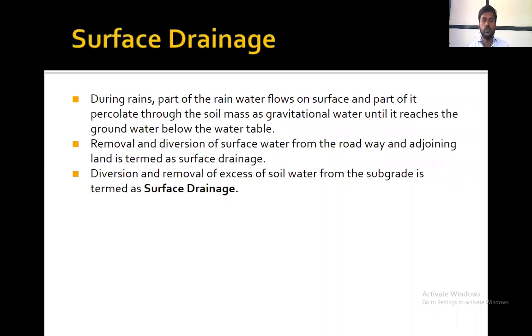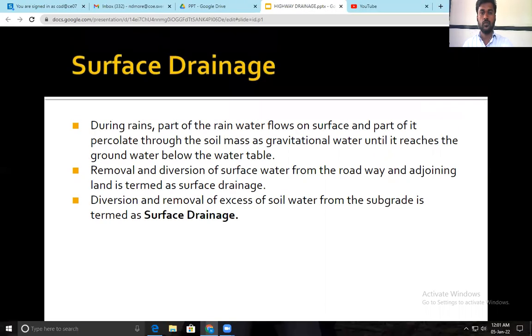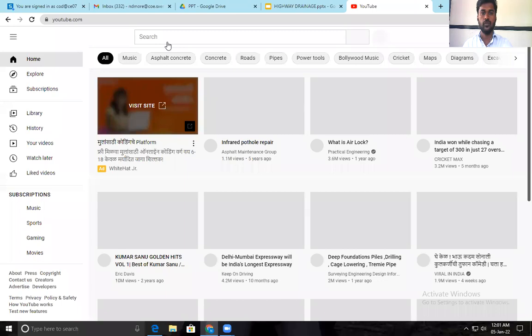Okay, now we'll see the first part, the surface drainage, and the second part, the subsurface drainage. Before that, we'll see one video for that.